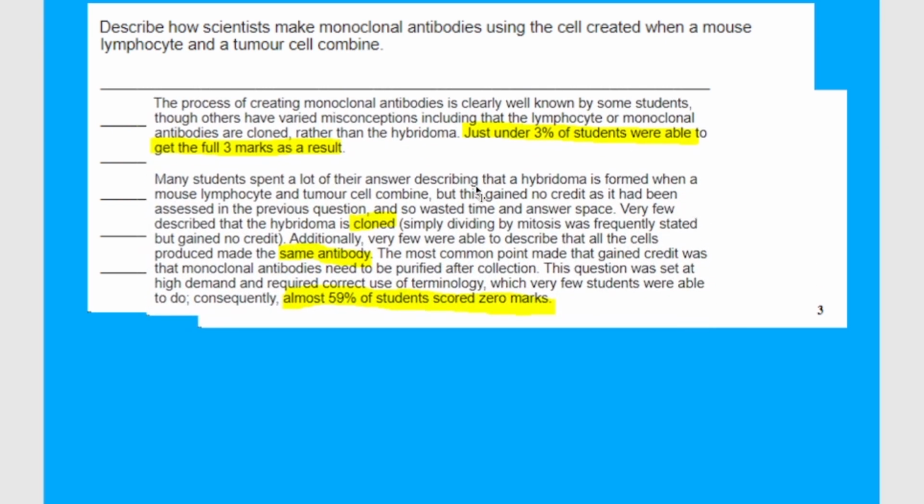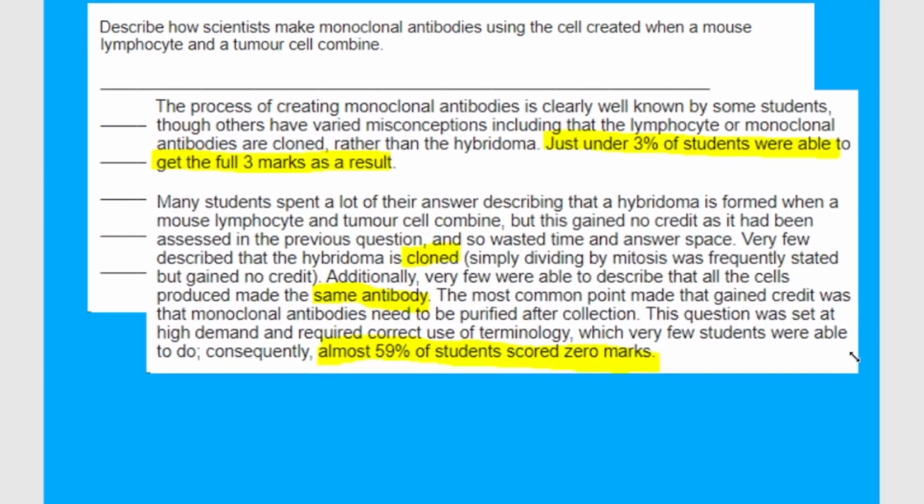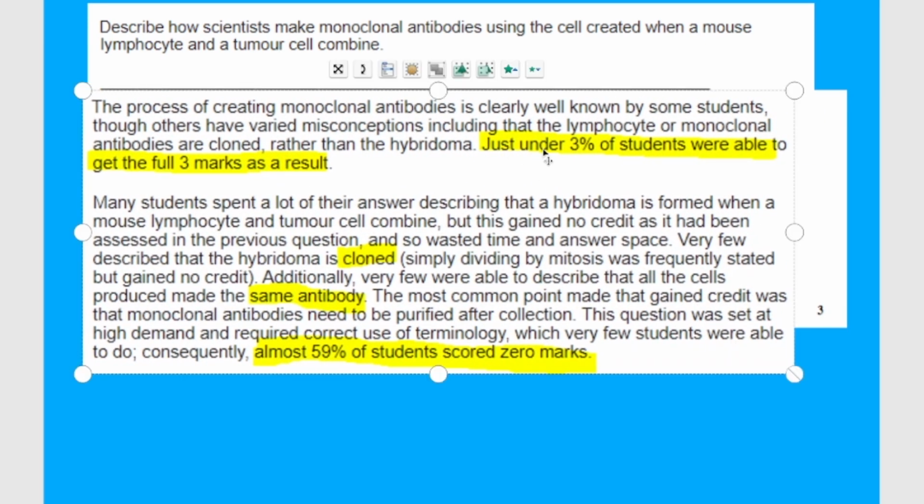Alright, so here's the examiner's report. This question was much harder. Just under 3% of students were able to get 3 full marks. Because lots of people put hybridoma is formed when a mouse lymphocyte and tumour cell combine, it gained no credit as it had been assessed in the previous question, and so wasted time and space. Very few described that the hybridoma is cloned. They said it divides by mitosis and got no credit. Additionally, very few were able to describe that all the cells produced made the same antibody.